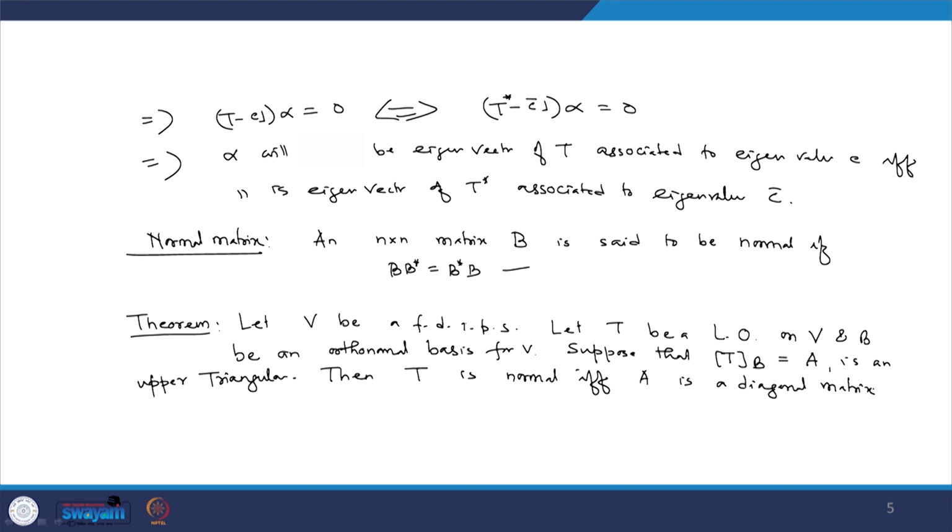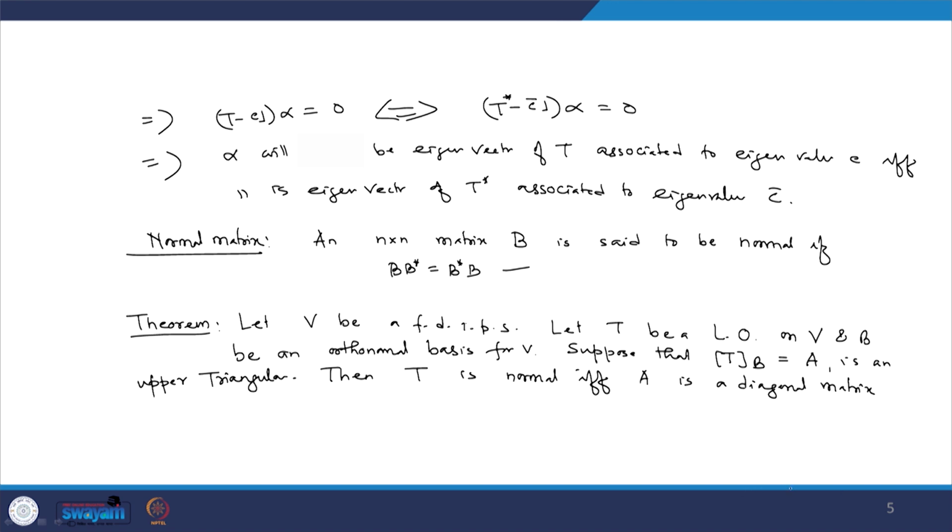Okay, so now based on the definition of the normal matrix, let me introduce one nice result. It is like this: suppose V is a finite dimensional inner product space, T is a linear operator on V, and B is an orthonormal basis for V. Suppose that the matrix representation of T with respect to the ordered basis B equals capital A, which is an upper triangular matrix. Then T is normal if and only if A is a diagonal matrix.